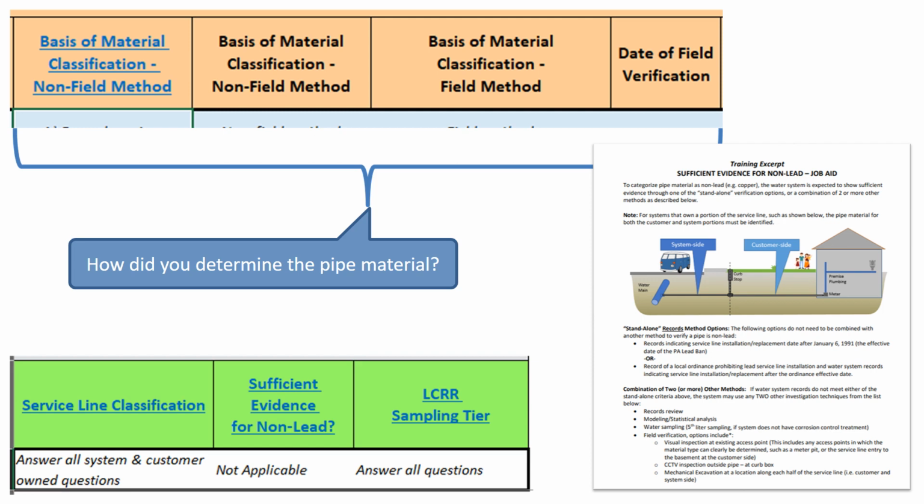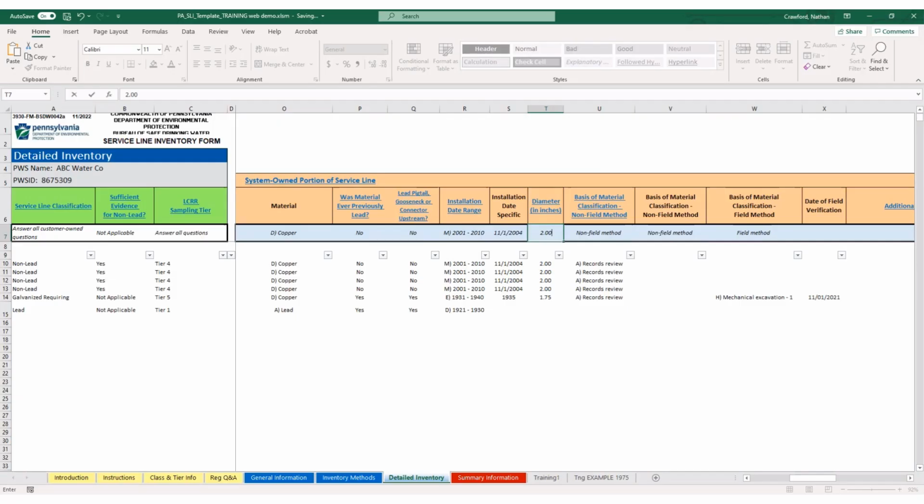Depending on what you enter as the basis of material classification, the spreadsheet in column B will indicate if you have sufficient evidence for non-lead. We will show how this works in our example. Our example system has records that indicate that the system side of the service line was replaced in 2004 with copper. So, for the basis of material classification non-field method, we use the drop-down to indicate Records Review.